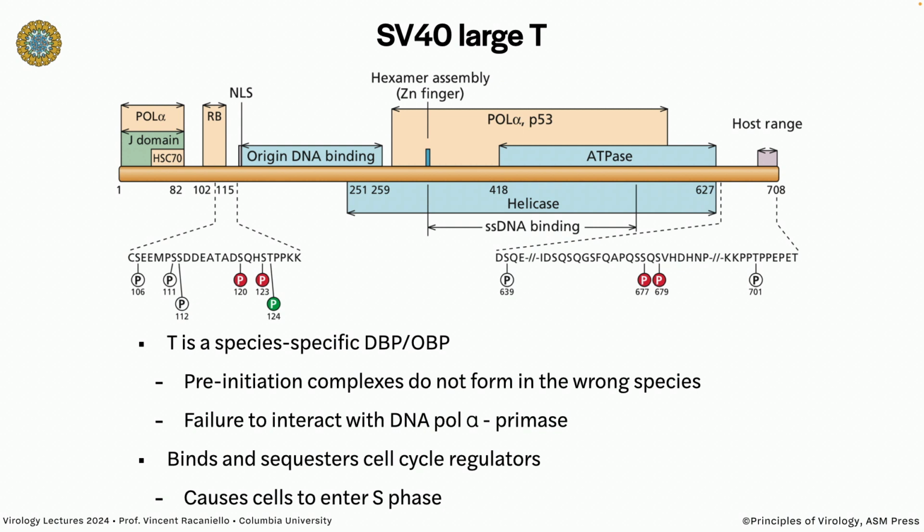This protein also binds to cell cycle regulators to push the cells into S phase, and I'll explain that in a moment. This T antigen is also a protein that controls what species the virus will reproduce in. SV40 stands for simian virus 40. It's a primate virus and will not reproduce, say, in mouse cells. That's because the T antigen does not interact with DNA Pol alpha primase in mouse cells. It only does so in primate cells. So it explains the tropism of the virus, the species that it's able to infect.